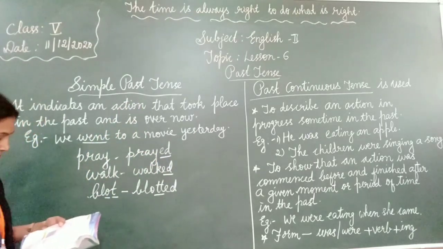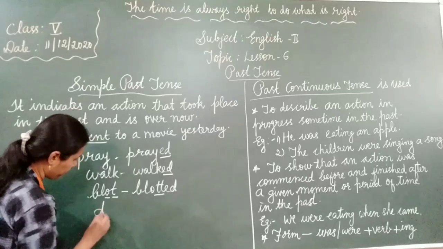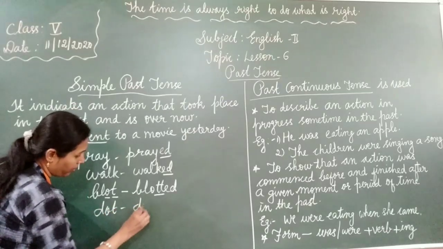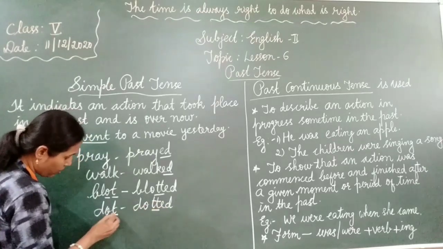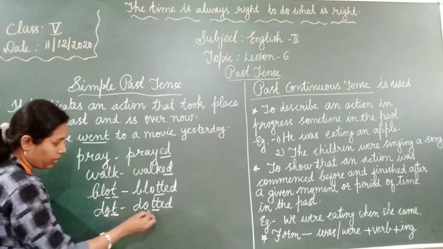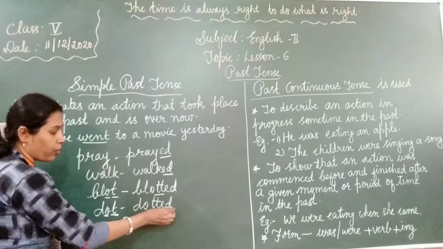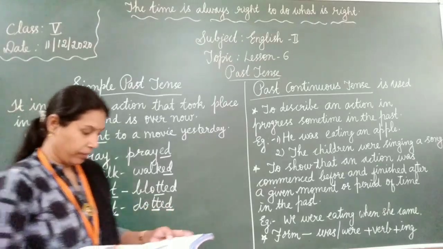One more example, dot. D-O-T-T-E-D. You have to double the last consonant in a word ending with a single vowel and a consonant. You have to double the consonant. You have to add ed.